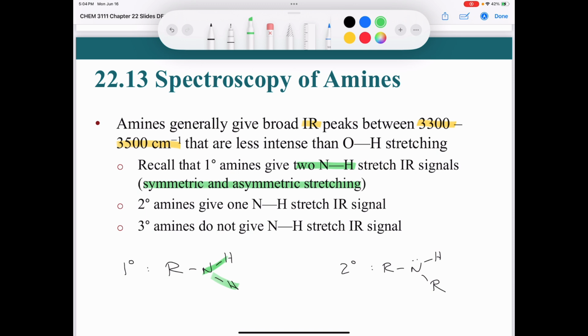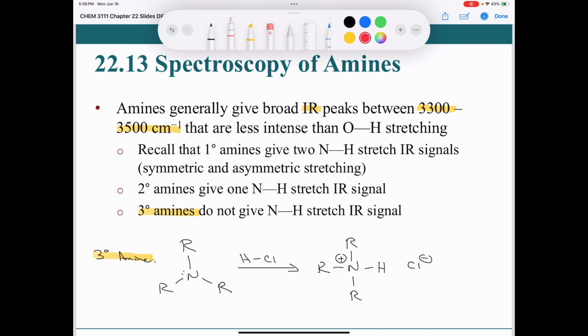And when it comes to secondary amines, we have only one NH stretch because there's only one nitrogen-hydrogen bond, whereas tertiary amines do not give a nitrogen-hydrogen stretch. Why? Because a tertiary amine has three R groups on the nitrogen, and so there's no nitrogen-hydrogen bond, and so that's why we don't see that in the infrared spectrum.